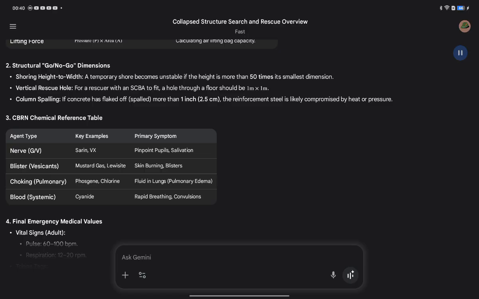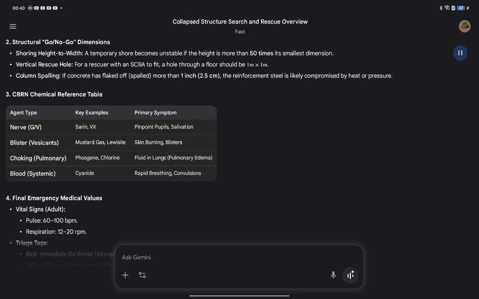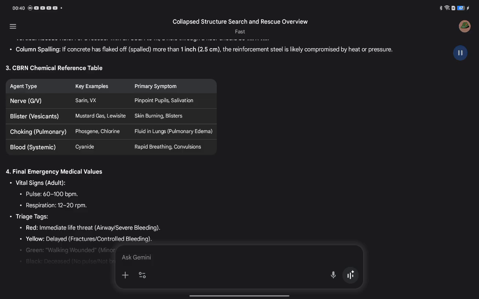3. CBRN Chemical Reference Table. Agent type, key examples, primary symptom. Nerve: GV, sarin, VX; pinpoint pupils, salivation. Blister: vesicants, mustard gas, lewisite; skin burning, blisters. Choking, pulmonary: phosgene, chlorine; fluid in lungs, pulmonary edema. Blood, systemic: cyanide; rapid breathing, convulsions.